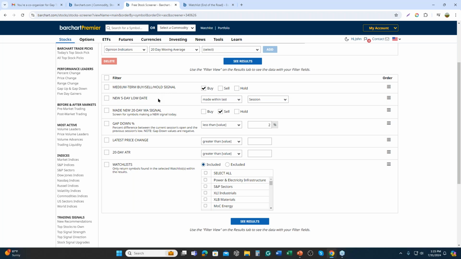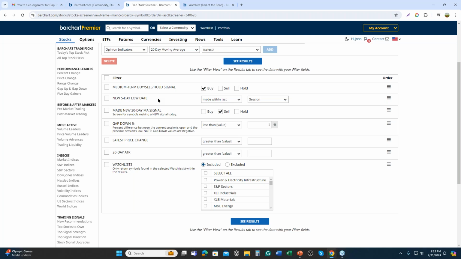Then I want to see stocks that are making new 5-day lows. Again, we said that an outside gap is when price falls below the previous day's low. Here, I'm increasing that range.